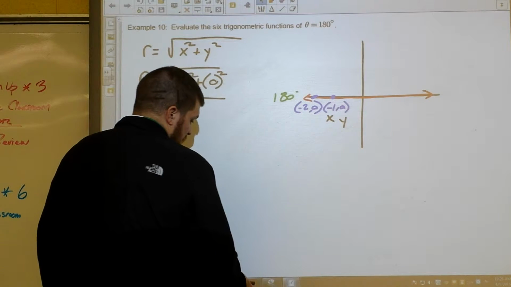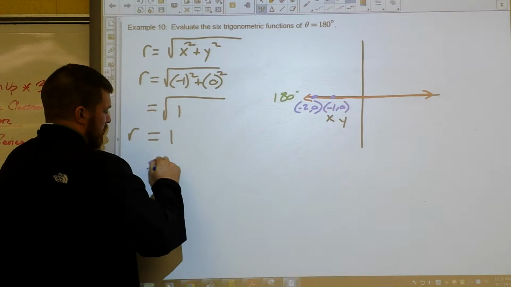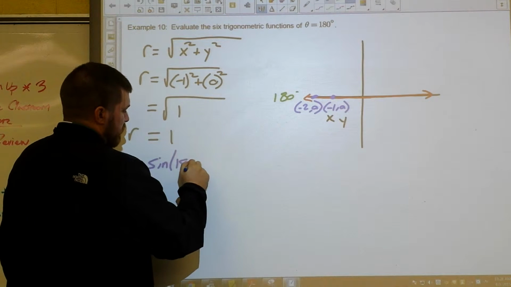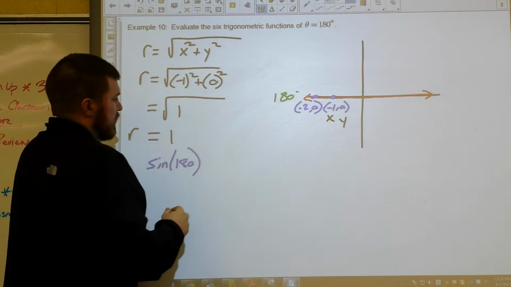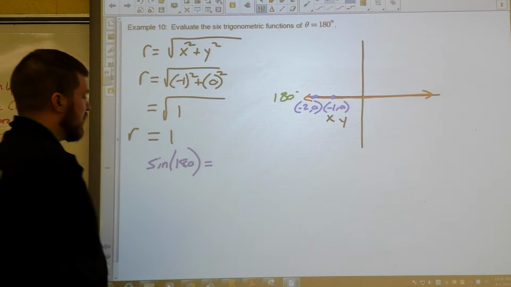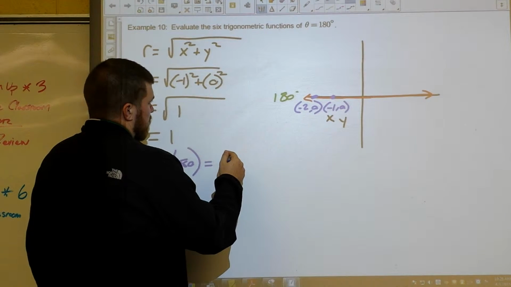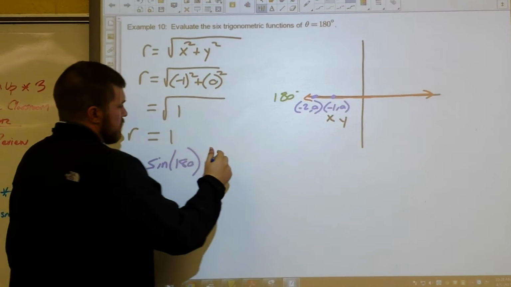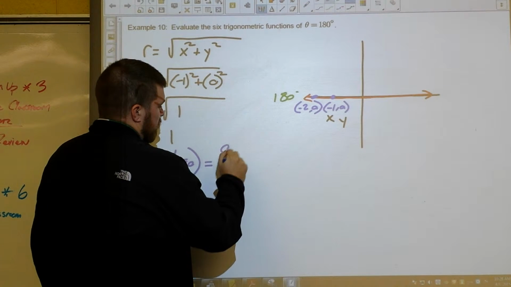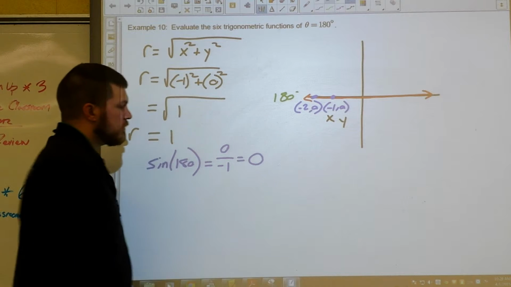Alright, so now I'm going to start off with sine. Sine of 180, based on the point that I'm using, is going to be my y over r. So it's going to be 0 over 1, which is simply 0.